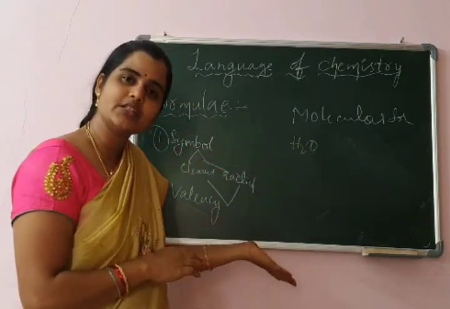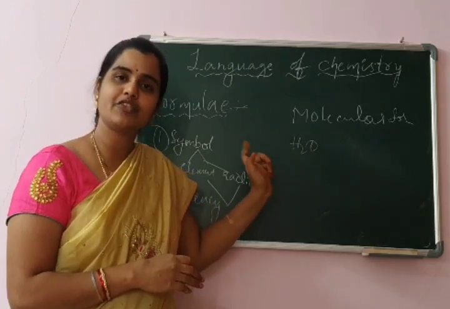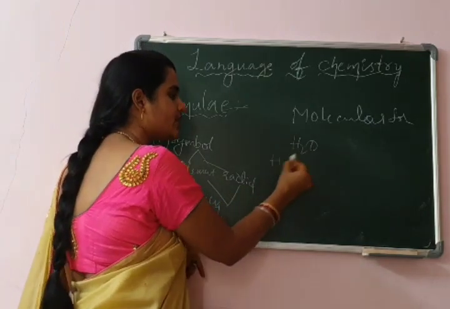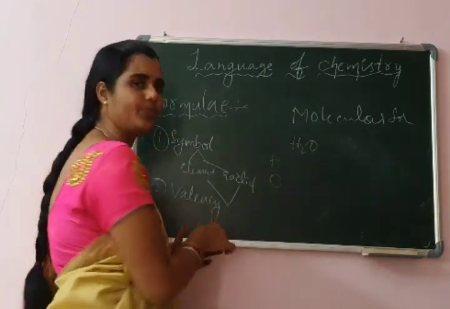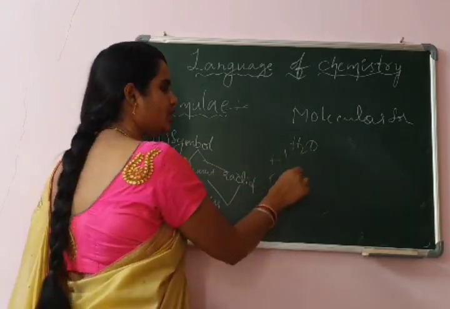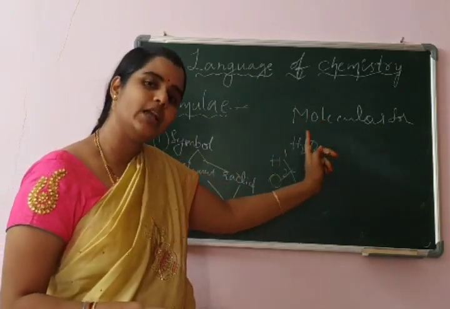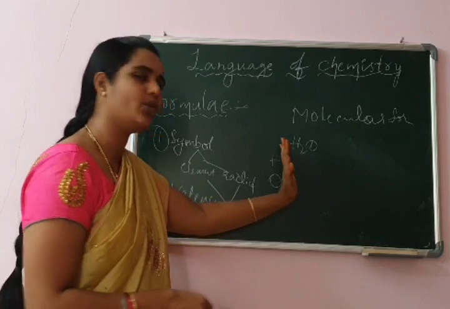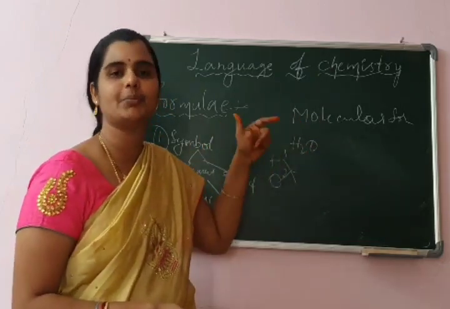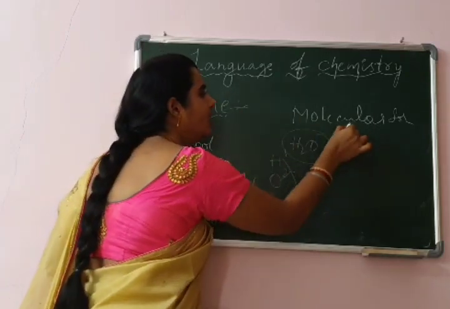You know that water consists of hydrogen and oxygen. The symbol for hydrogen is H and the symbol for oxygen is O. The valence of hydrogen is 1 and of oxygen is 2, so we get the formula H2O. How to write this formula we will discuss later. First, understand the definition: a formula is the symbolic representation of a molecule.